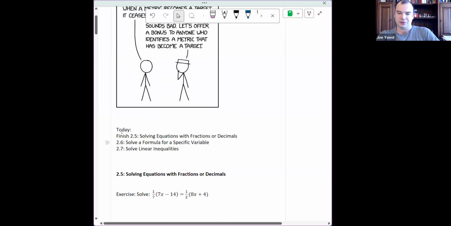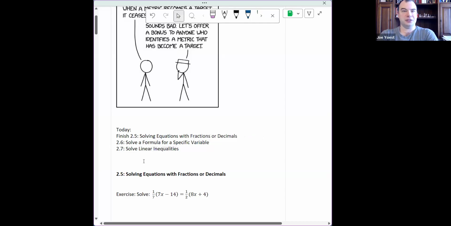Okay, so the plan for today is to finish section 2.5, solving equations with fractions or decimals. This is actually a longer section, so we'll probably see about as many questions in 2.5 today as we did last time. And then we have a shorter section, solving a formula for a specific variable, implementing our strategy from 2.4 and 2.5 when we have more letters, more variables in play.